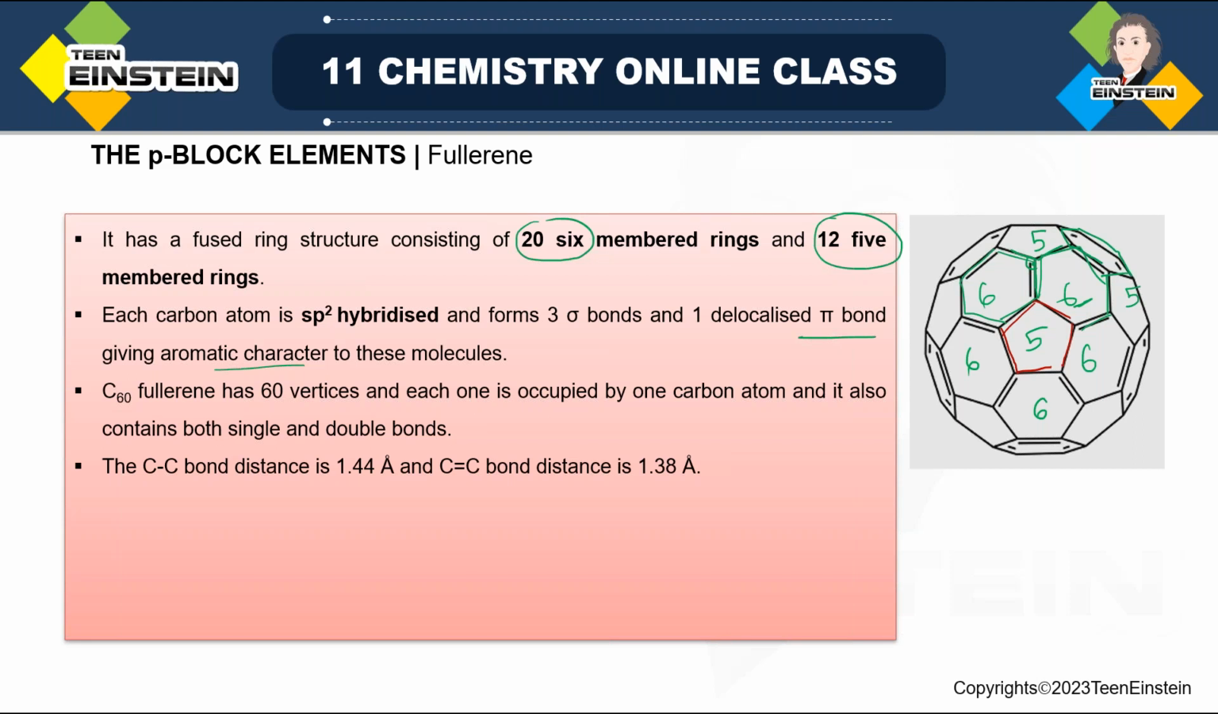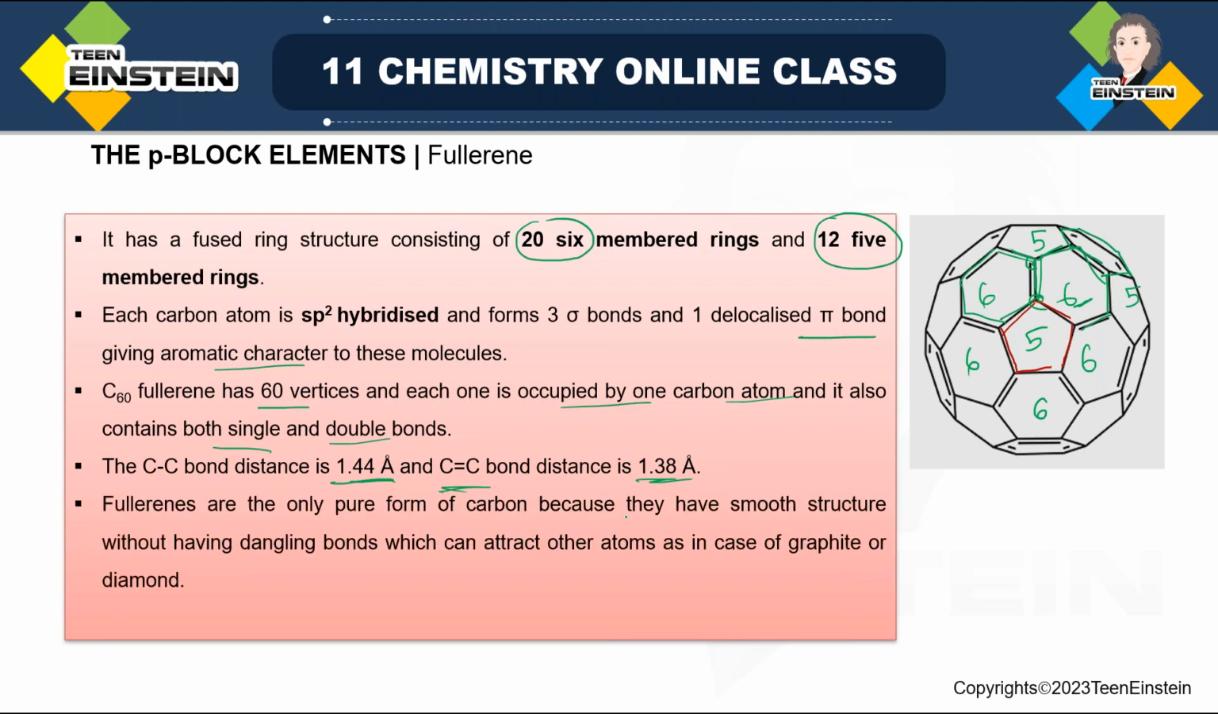Now in the C60 fullerene, there are a total of 60 vertices, and each of these vertices is occupied by one carbon atom, and this carbon atom contains both single and double bonds. So just consider any one carbon: there is both a single bond surrounding it, and there is also a double bond. The C-C bond distance is 1.44 angstrom for the single bond, and the C=C double bond is 1.38, which is obviously lesser than this.